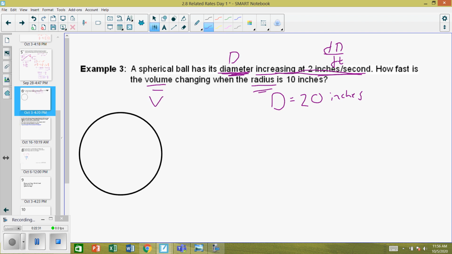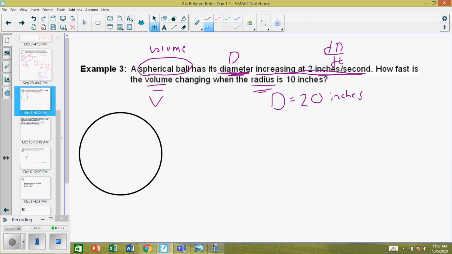We'll call that V. So if you notice, my two variables here are volume and diameter. Now, is there a way to relate volume to diameter? Well, absolutely there is. It's talking about a spherical ball, so it's just the volume for a spherical ball. That's the equation we're going to use.